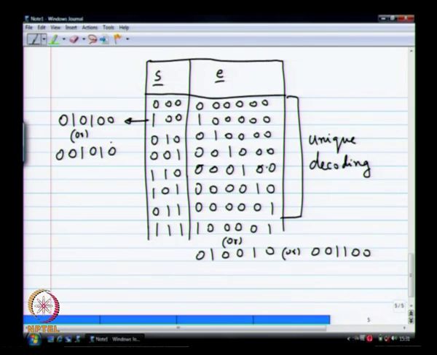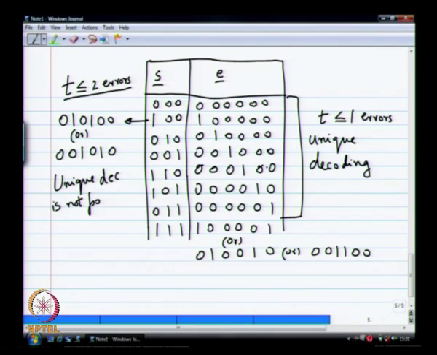Okay. So, for t less than or equal to 1 error, you have unique decoding. For t less than or equal to 2 errors, okay, it is not possible. Unique decoding is not possible. Okay, so how do I say that? I will say unique decoding is not possible.